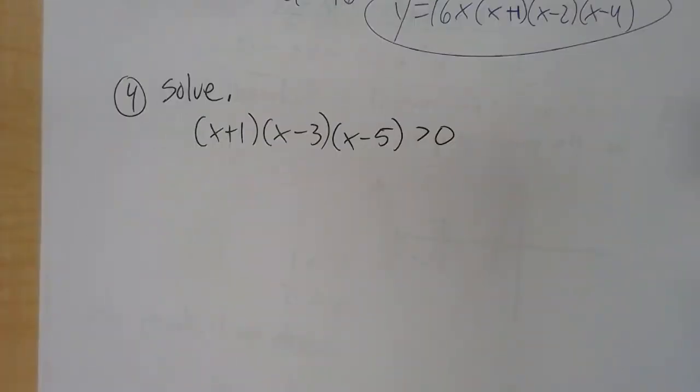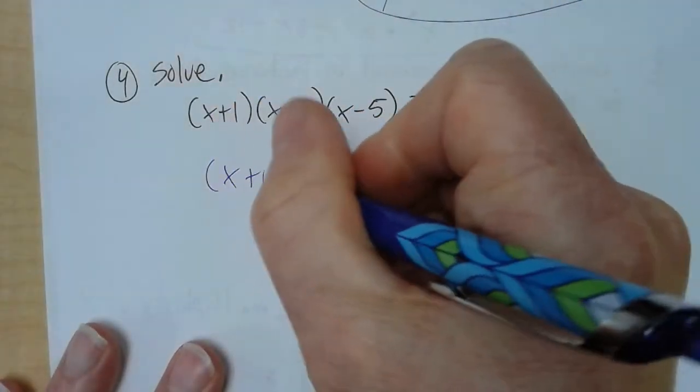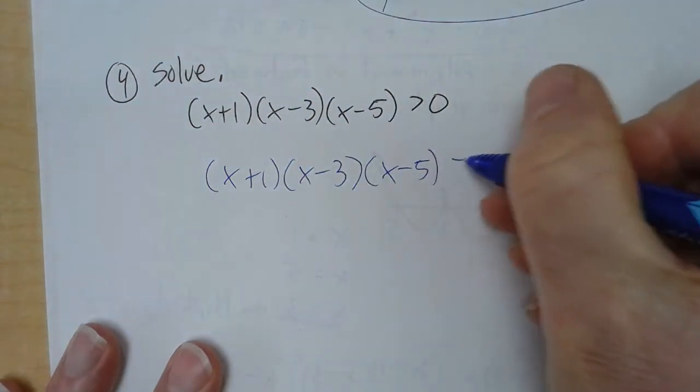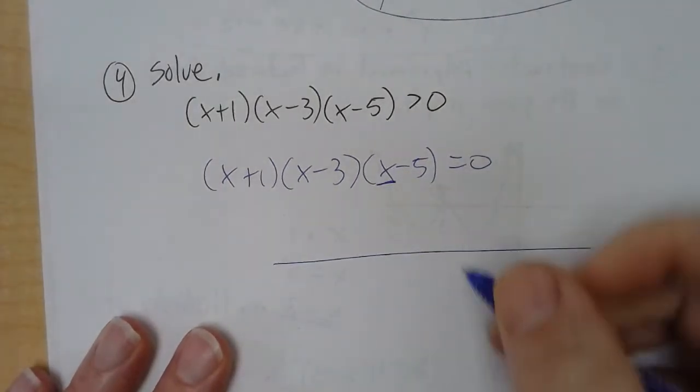All right, now we're going to pretend that this equals 0. So x plus 1, x minus 3, and x minus 5 is equal to 0. So the interesting points are 5. So I'll put 5 on the number line.